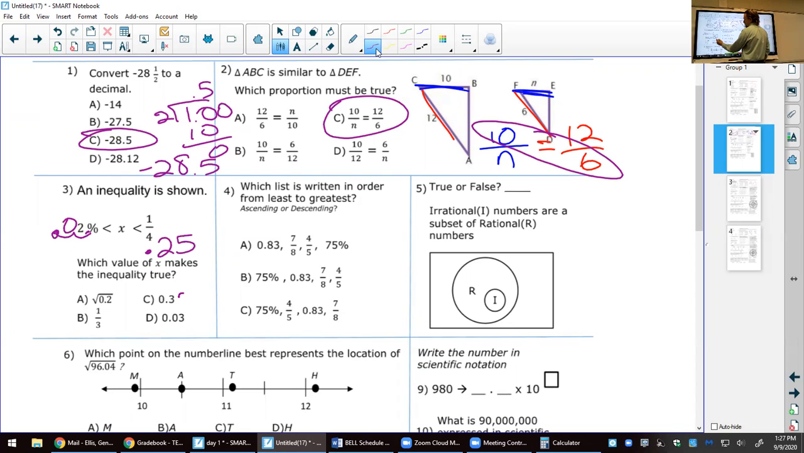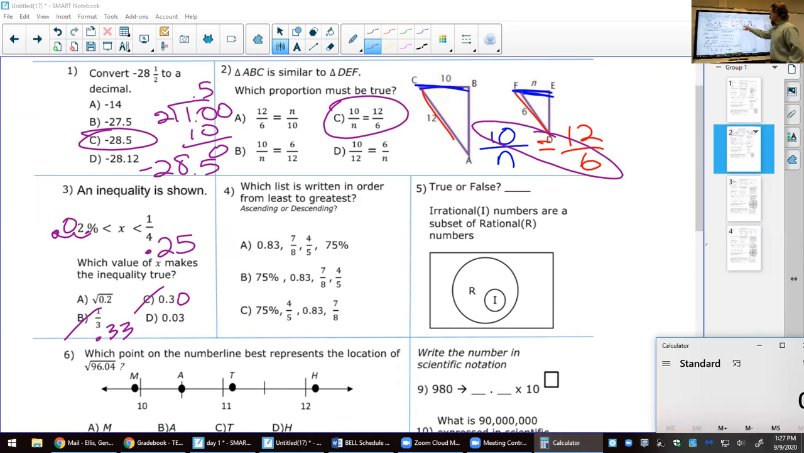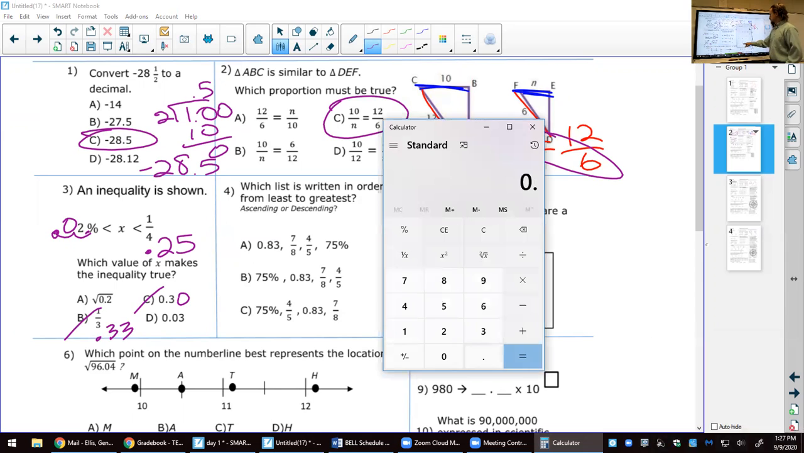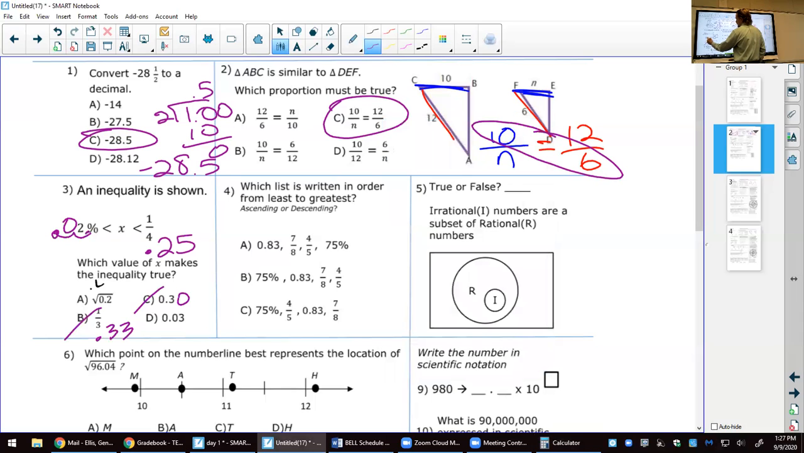So this will be 0.30. That's not between. 1/3 is 0.33 repeating. That's not in between. The square root of 0.2, I don't know what that is. I'm going to take out my calculator. So the square root of 0.2, that's 0.4 or 0.45. We round it 0.45. So that's not it. The only one left is 0.03, and we can see 3 cents is more than 2 cents, but less than 25 cents. And that just makes sense.